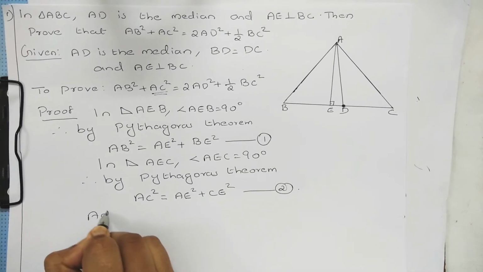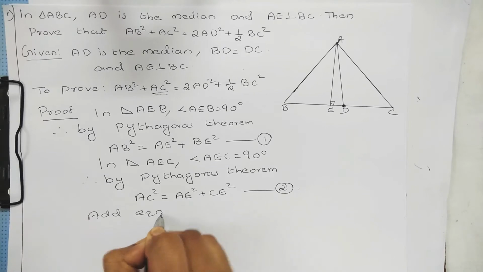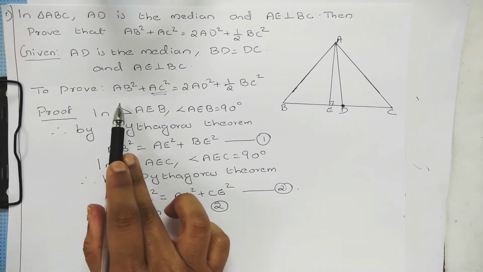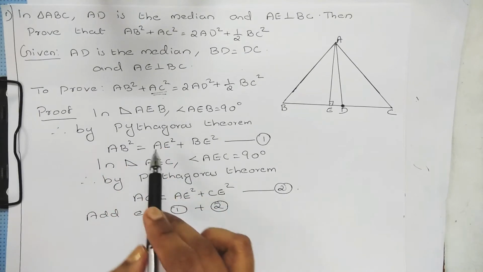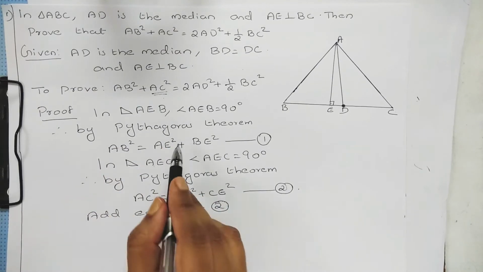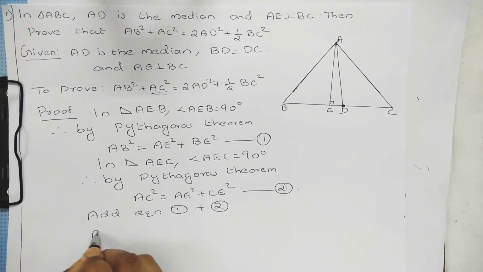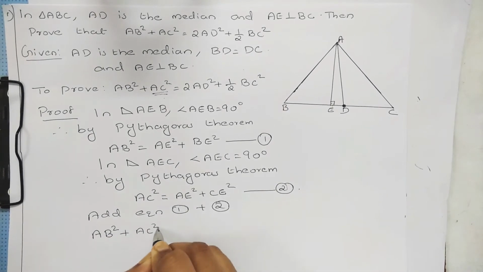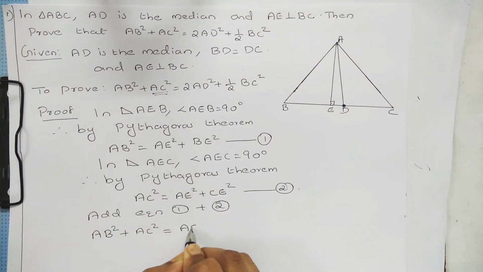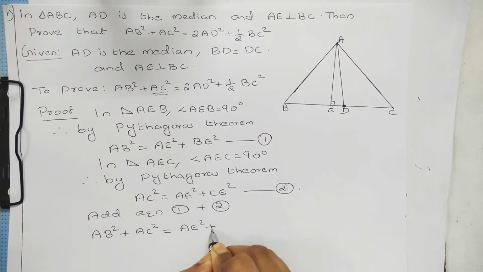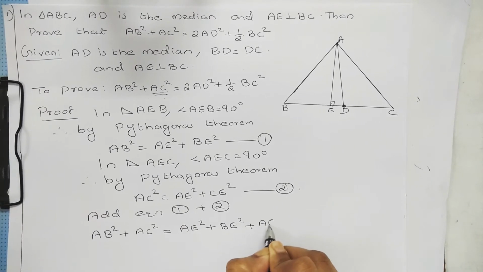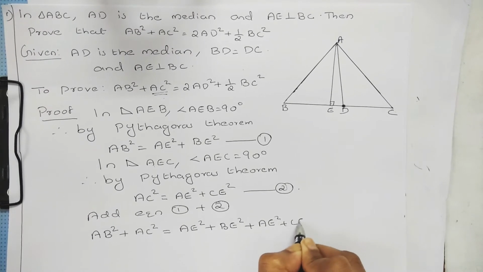Now, add equation 1 plus 2. Why are we adding here? We need to prove AB square plus AC square. So, I am adding LHS separately, RHS separately. So, if you add LHS, what will you get? AB square plus AC square is equal to AE square plus BE square plus AE square plus CE square.